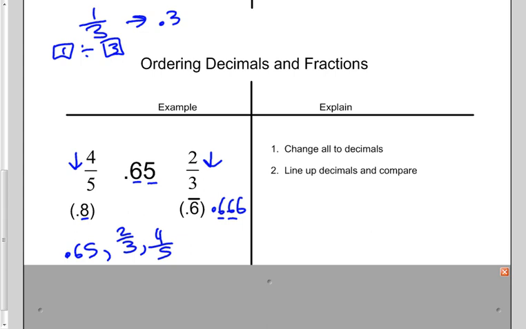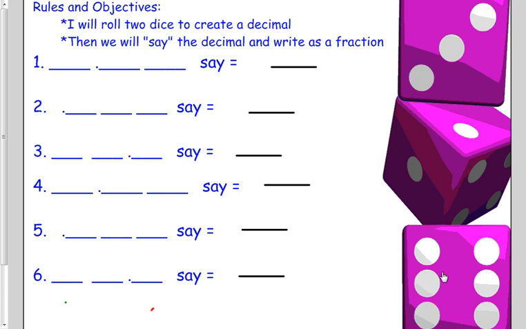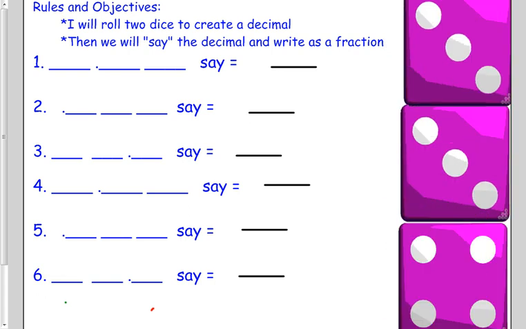All right, so we're going to try a little game here. You should have this in your packet. What I'm going to do is I'm going to roll the 3 dice. We're going to create a decimal, we're going to say it, and then we'll write that as a fraction. So here we go. All right, we have 3, 3, and 4. So go ahead and fill that in. All right, we'll do the first one together. Now let's say it. 3 and 34/100.